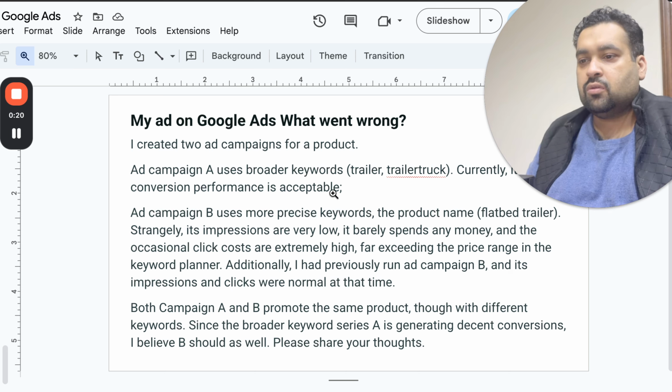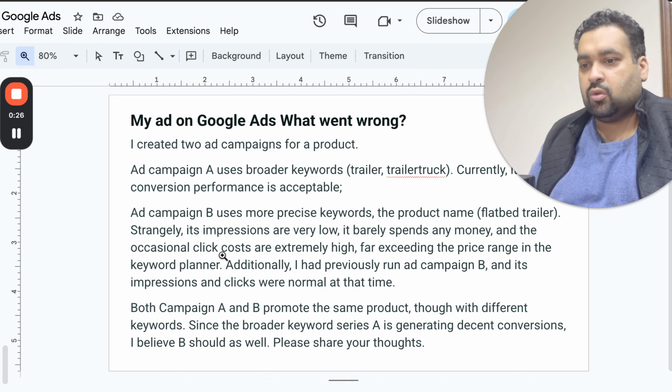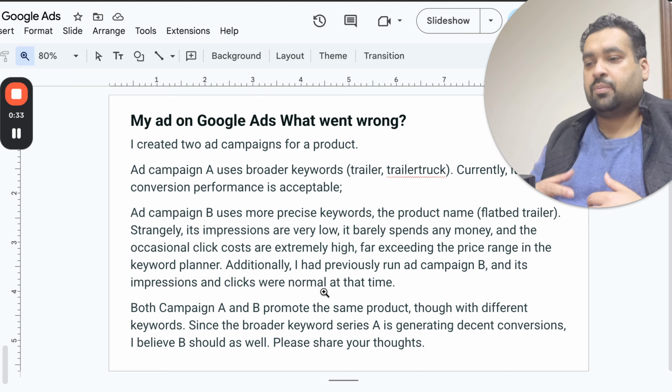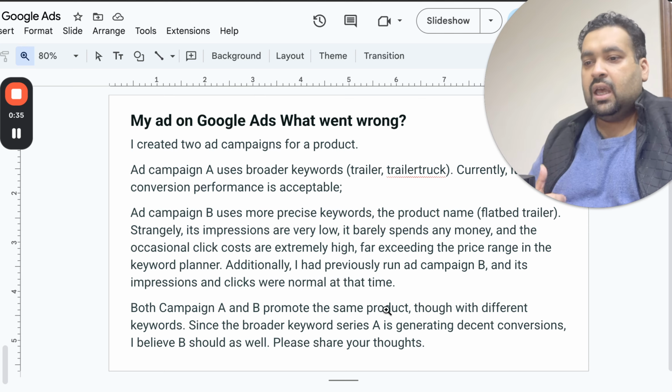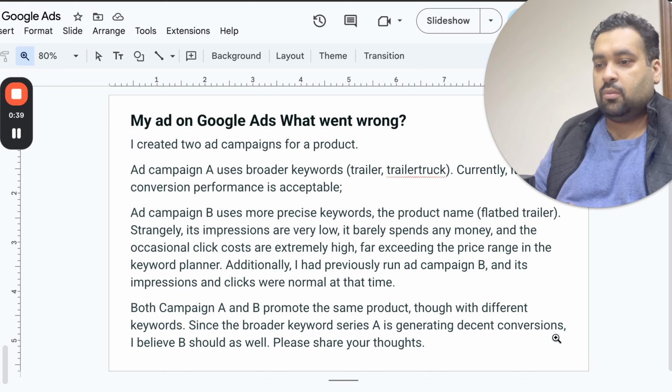Ad campaign B uses more precise keywords, the product name, flatbed trailer. Strangely, its impressions are very low. It barely spends any money, and the occasional click costs are extremely high, far exceeding the price range in the keyword planner. Additionally, I had previously run ad campaign B and its impressions and clicks were normal at that time.